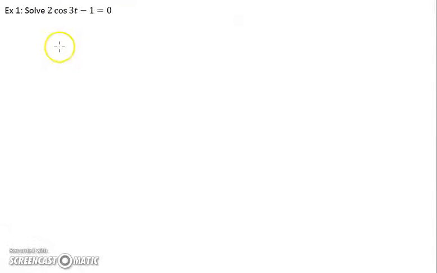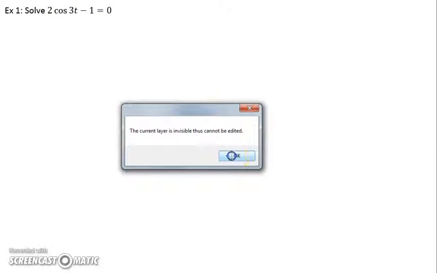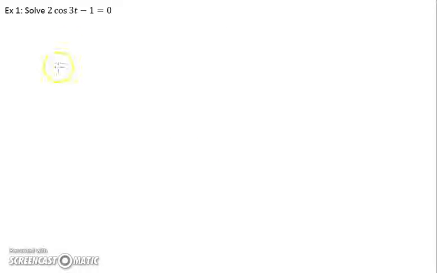2 cosine of 3t minus 1 equals 0. So we're going to treat this the same way as we did if this was just 2 cosine of t minus 1 equals 0. So we're going to add 1, divide by 2. And we're going to end up at cosine of 3t equals 1/2.